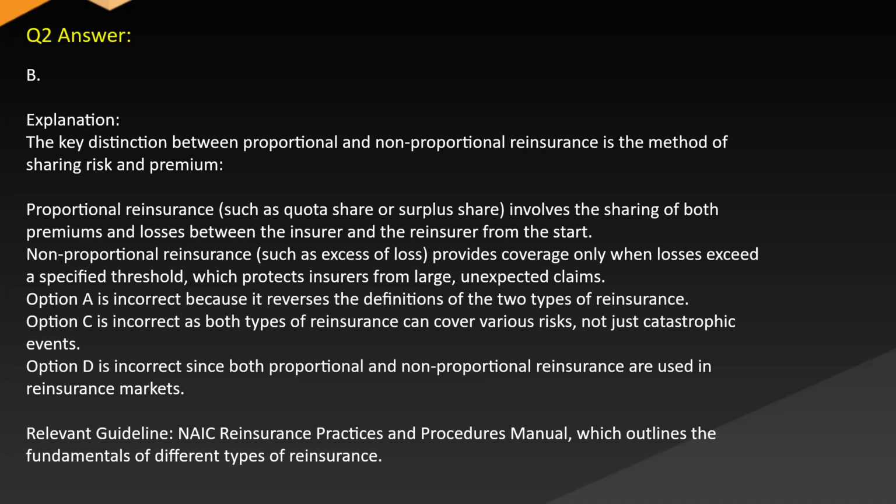Option C is incorrect, as both types of reinsurance can cover various risks, not just catastrophic events. Option D is incorrect, since both proportional and non-proportional reinsurance are used in reinsurance markets. Relevant guideline: NAIC Reinsurance Practices and Procedures Manual, which outlines the fundamentals of different types of reinsurance.